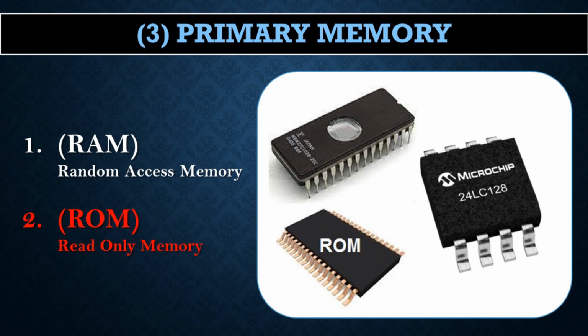ROM. ROM is a permanent memory. It's assembled during manufacturing time. It is possible to read data, but not possible to write new data in it. It is non-volatile in nature. When we start our system, ROM contains information about the computer system.